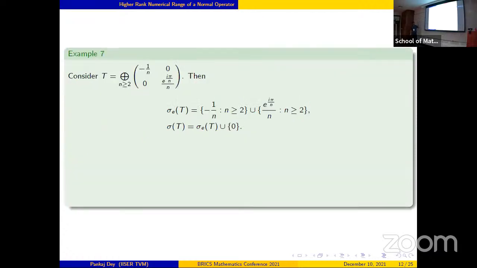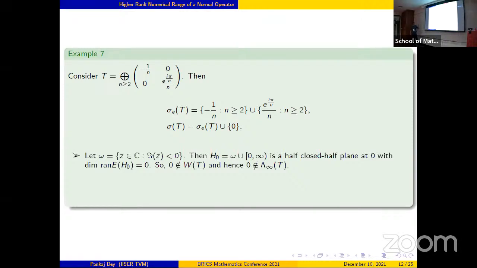Okay, so let's take another example. T is a direct sum of (-1)^n e^(i pi/n) / n. So this is a (-1)^n sequence converging to 0, and e^(i pi/n) is a point on the unit circle. As n tends to infinity, it is converging to 1, and we are dilating by 1/n, which is going to 0. So 0 is the point of accumulation. The eigenspectrum and spectrum are like this.